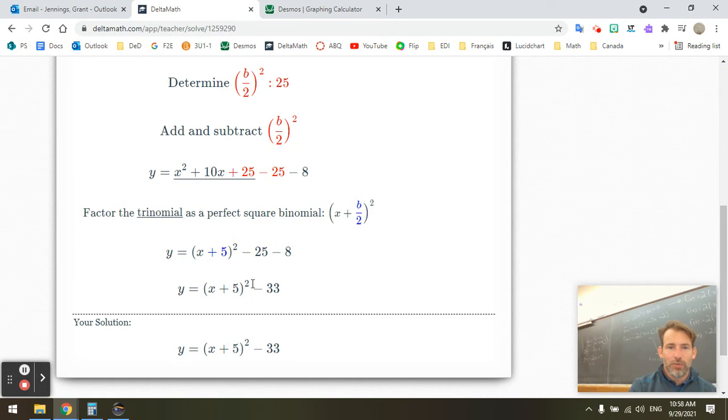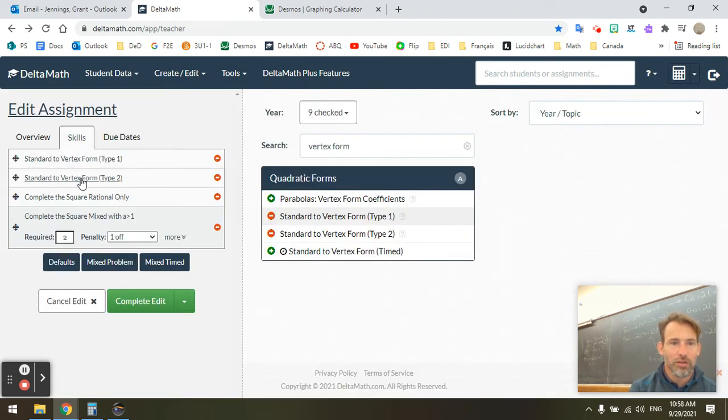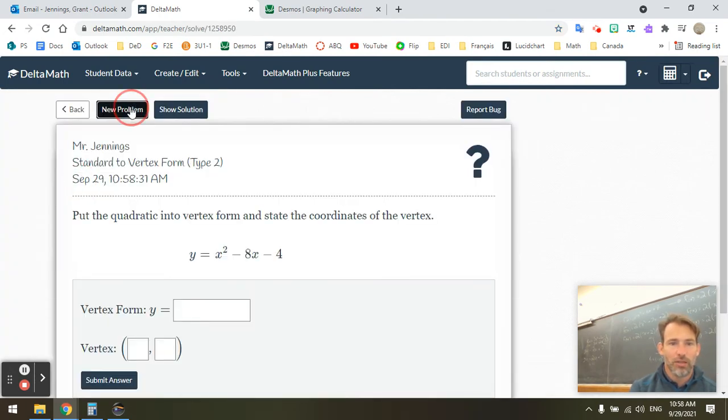And then so I write it this way, and then I write it that way, and then there's my solution. So that's how you do it. Okay, so let's take a look at one of the more challenging ones, which are level 2, standard to vertex form type 2. And let's go get a problem we like here.